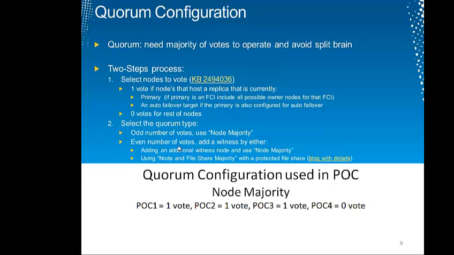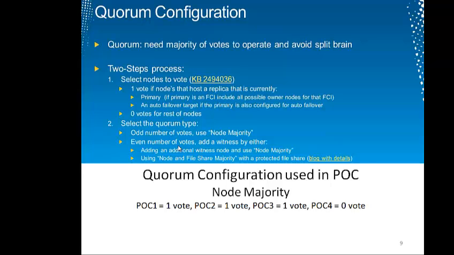So in our case, we are good if we just keep using the node majority. We don't have to add the shared disk or disk as a node, as a vote. So this is what we are using, but I just describe the different situation that you might have to use.